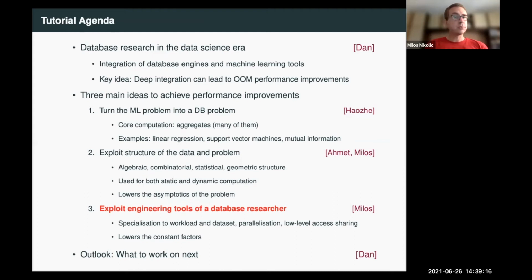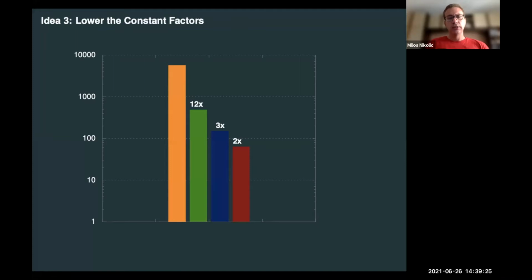Now we reach the last part of the tutorial on exploiting engineering tools to produce specialized and highly performant systems. The third and the final idea we're going to mention in this tutorial is on lowering costing factors. Asymptotic runtime improvements are certainly desirable, but their successful implementation in practice is not a given.